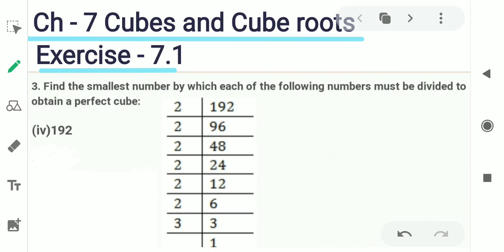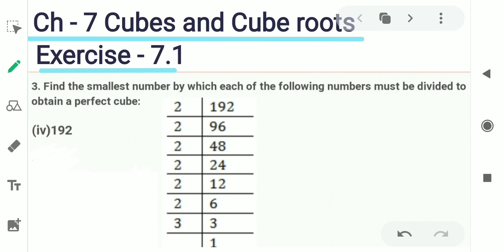Find the smallest number by which each of the following numbers must be divided to obtain a perfect cube. In the previous sum, we found the smallest number by which you multiply to obtain a perfect cube. But now in this sum number 3, we need to find the smallest number by which you must divide to obtain a perfect cube. In the same way, firstly you have to make the factors of the given number.